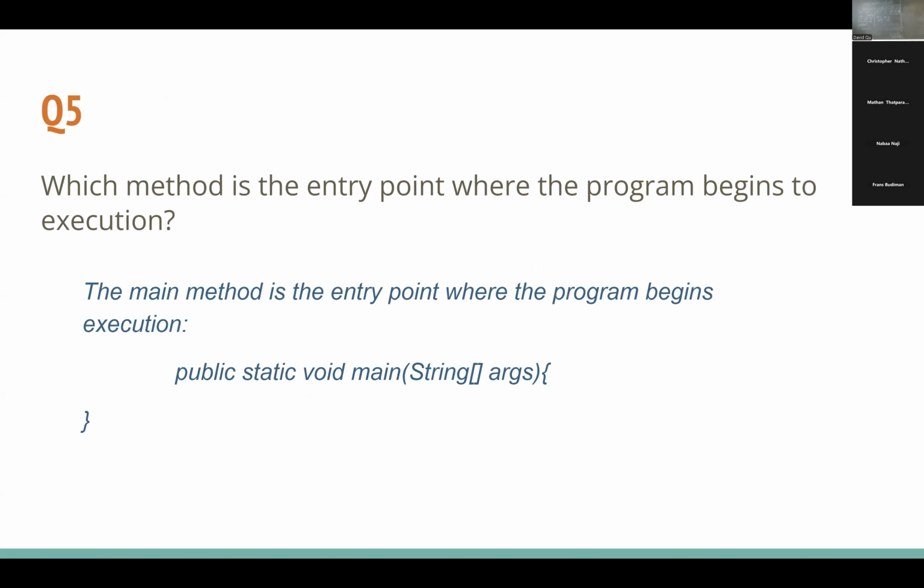So the question: which method is the entry point where the program begins to execute? Pretty simple, right? The public static void main. You need to remember how to write it in the correct order, because I know you guys are using VS Code or whatever, and they will just print it out for you. So you need to know how to write it if you write on paper.